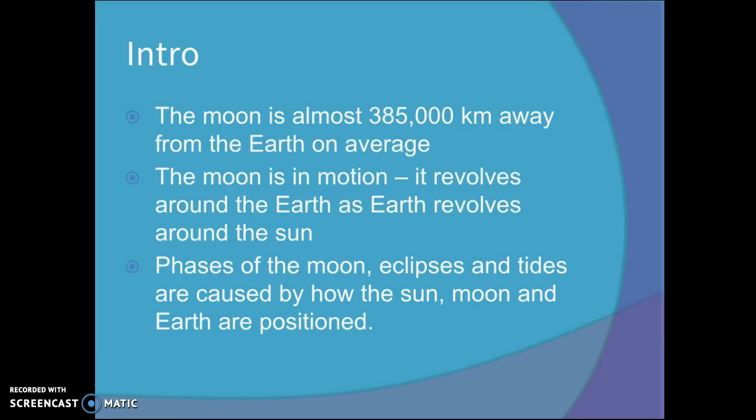Quick intro. The moon is almost 385,000 kilometers away from the Earth on average. It follows an elliptical path around the Earth, so it's going to be a slightly different distance, just like the Earth is from the Sun, depending on where it is in its orbit. The moon is always in motion. It revolves around the Earth as the Earth is revolving around the Sun. The phases of the moon, eclipses, and tides are all caused by how the Sun, Moon, and Earth are positioned in relation to one another.